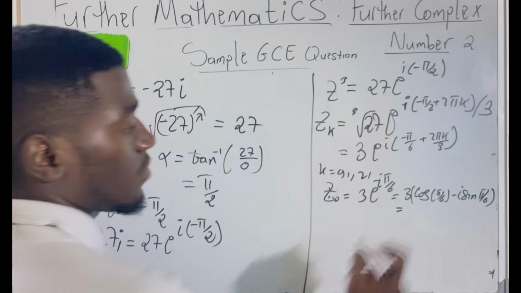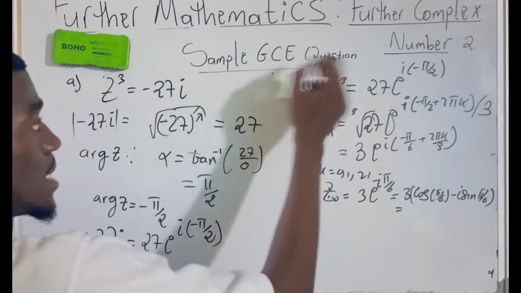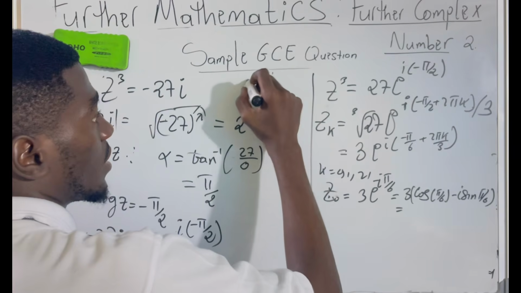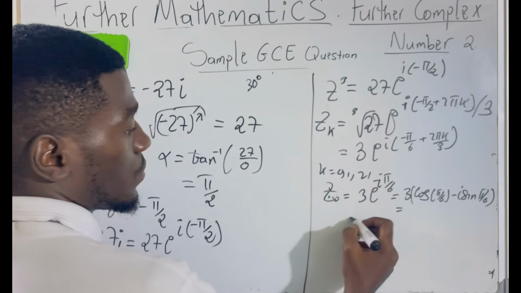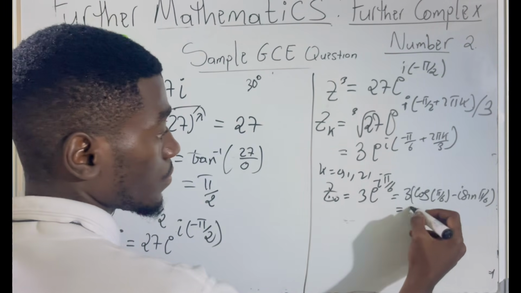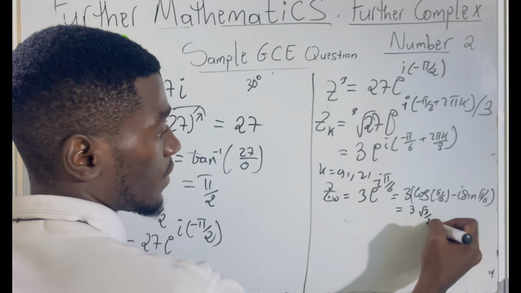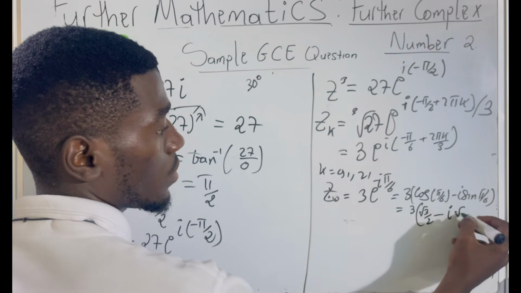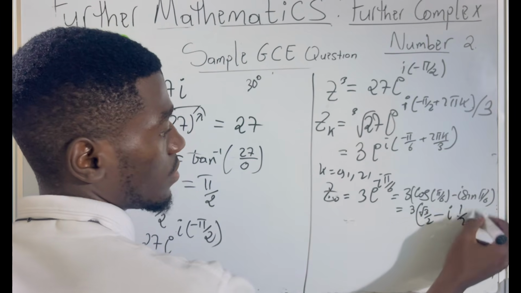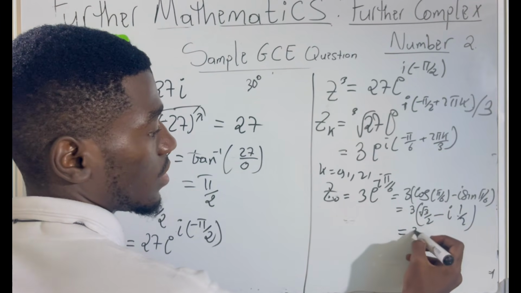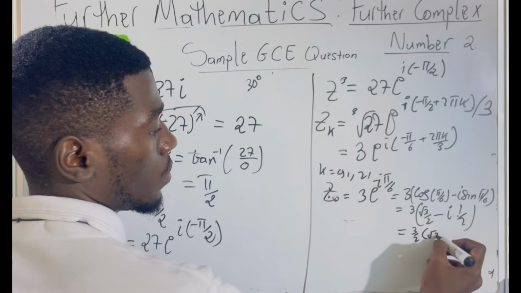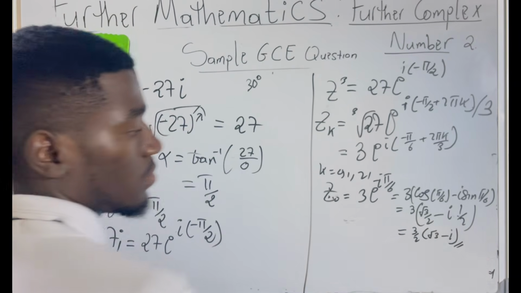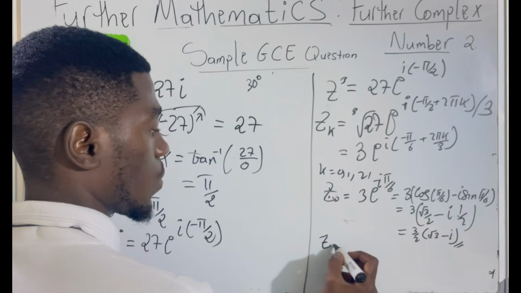We all know that pi over 6 is 30 degrees, so it will be 3 times root 3 over 2 minus i times a half. Therefore the answer is 3 over 2 times root 3 minus i. That's it. Then you do the same now with z1.